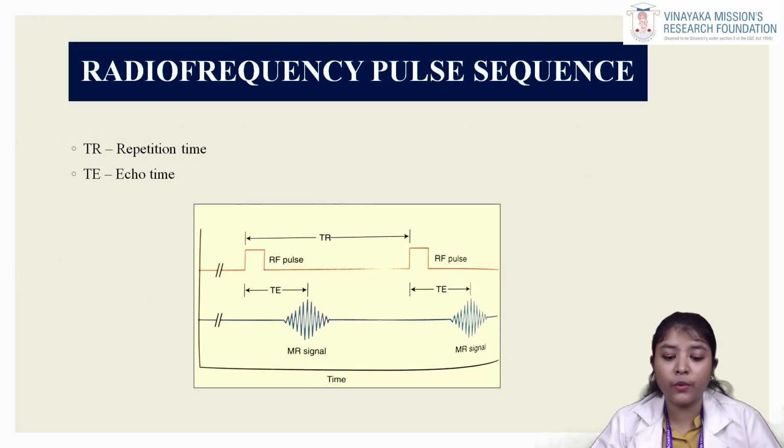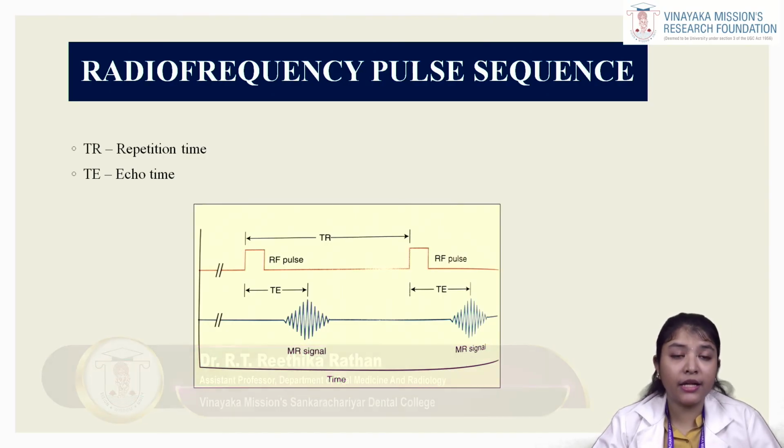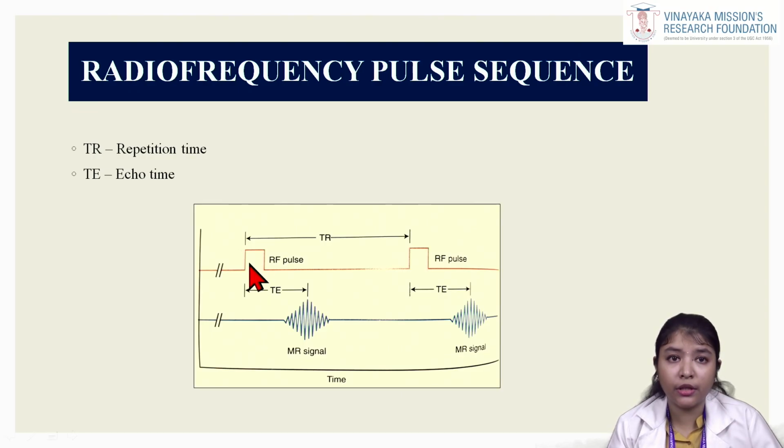Next is the radio frequency pulse sequence. Here we can see there are TR and TE. TR is repetition time and TE is echo time. TR is the duration between repeats of the radio frequency pulse, and TE is the time after application of the radio frequency pulse when the MRI signal is detected. The duration between the radio frequency pulse and the MRI signal is called TE, echo time.